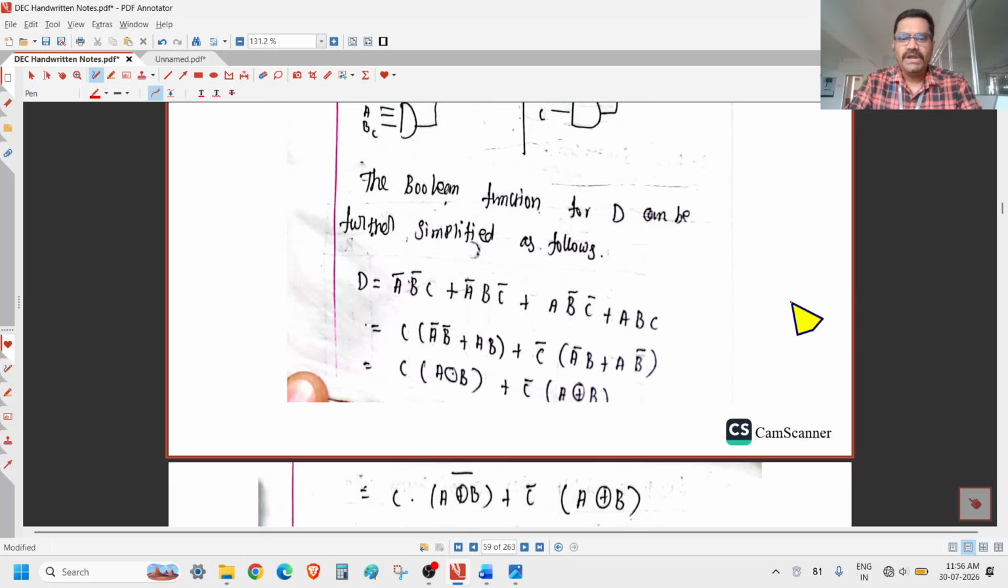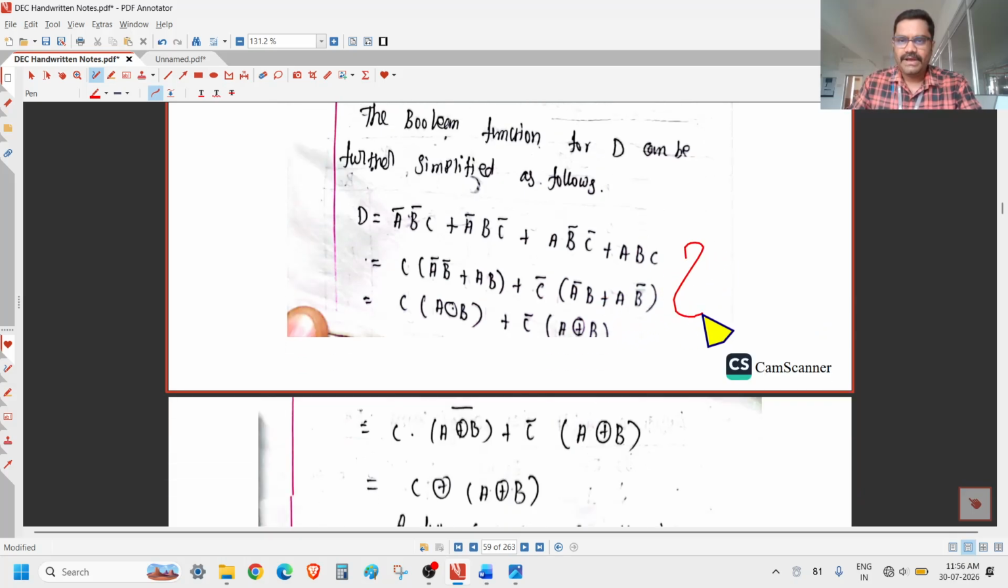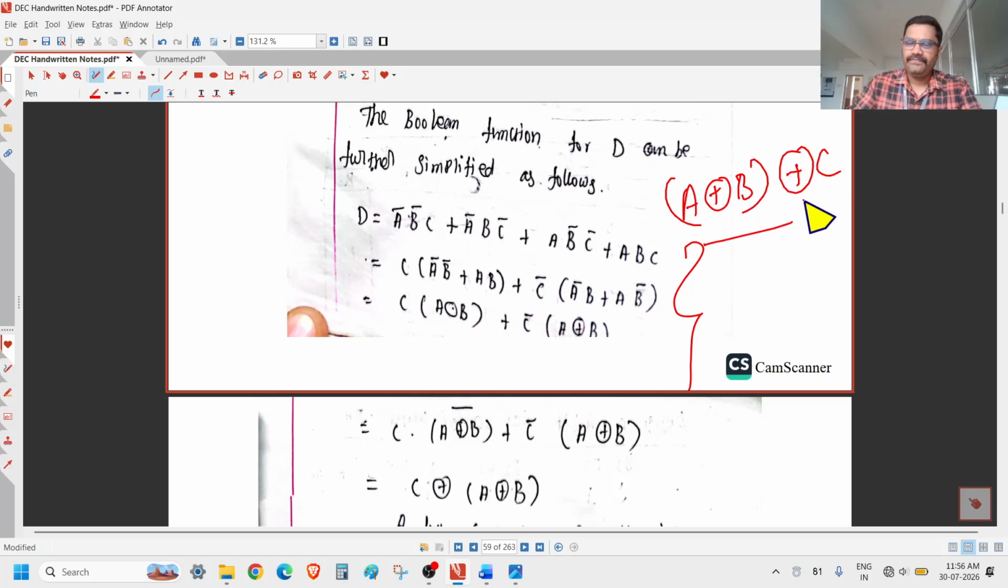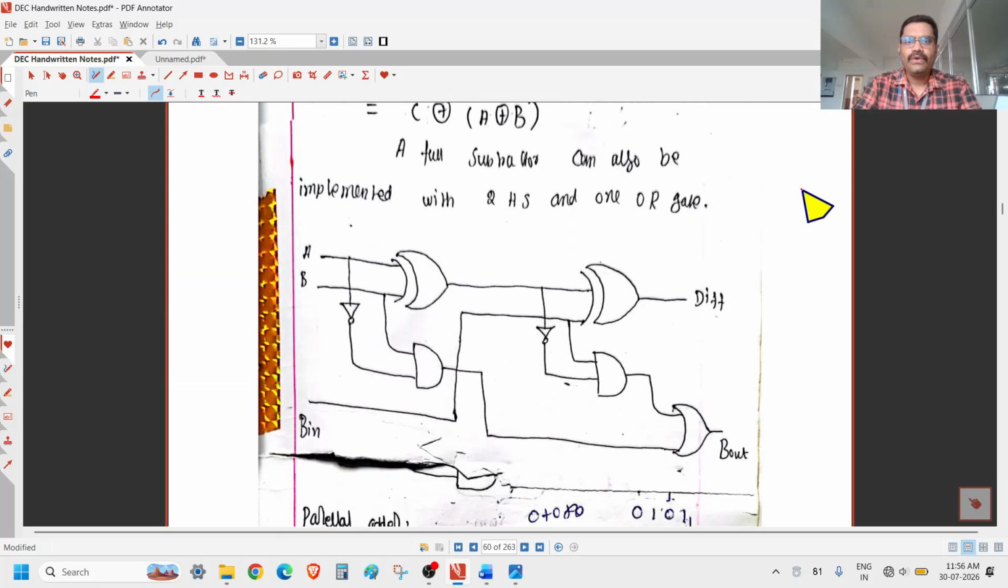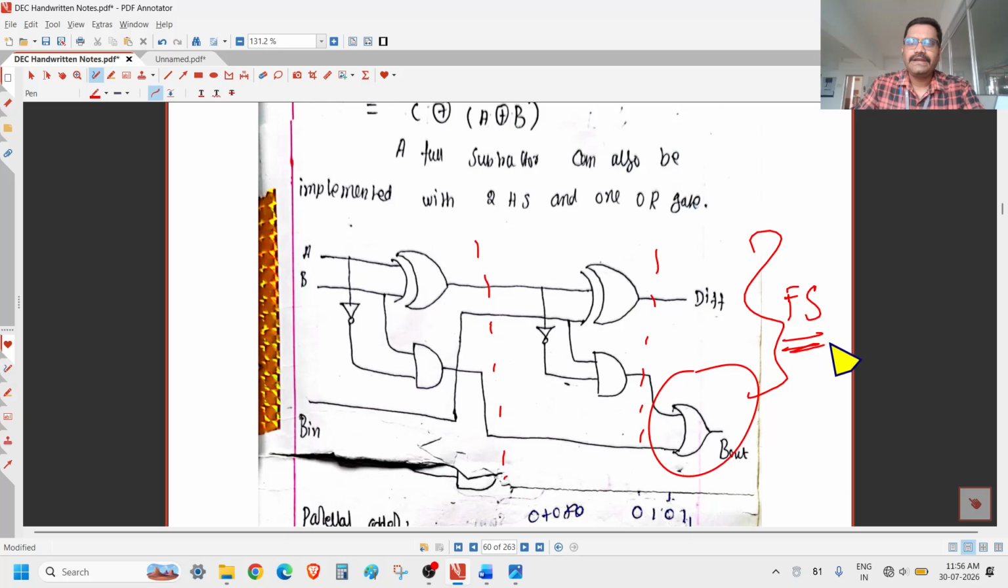So in order to minimize, these are the steps. If you minimize the difference result now, you can get A XOR B XOR C. Finally you can get this kind of diagram. For this diagram one more name will be there. This is the logic diagram of a full subtractor with the help of two half subtractors. You can see this is the first half subtractor, and this is the second half subtractor. If you add both together, finally you get the full subtractor diagram.